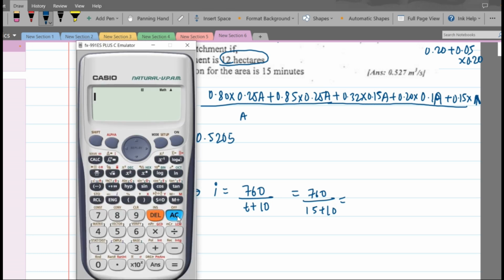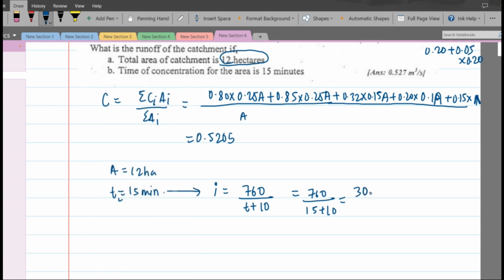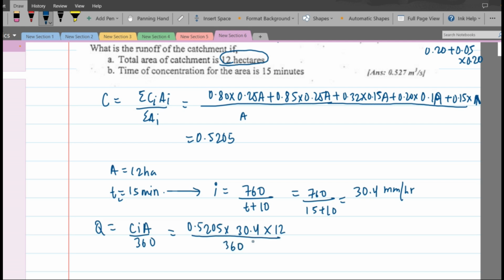Let's calculate this. 760 divided by 15 plus 10 will be 30.4. Now this will be in millimeter per hour, right? So C, I and A. Q, the runoff for the catchment, equals CIA by 360 meter cube per second. C is 0.5205 into I is 30.4 into A is 12, divided by 360. Now let's calculate this.